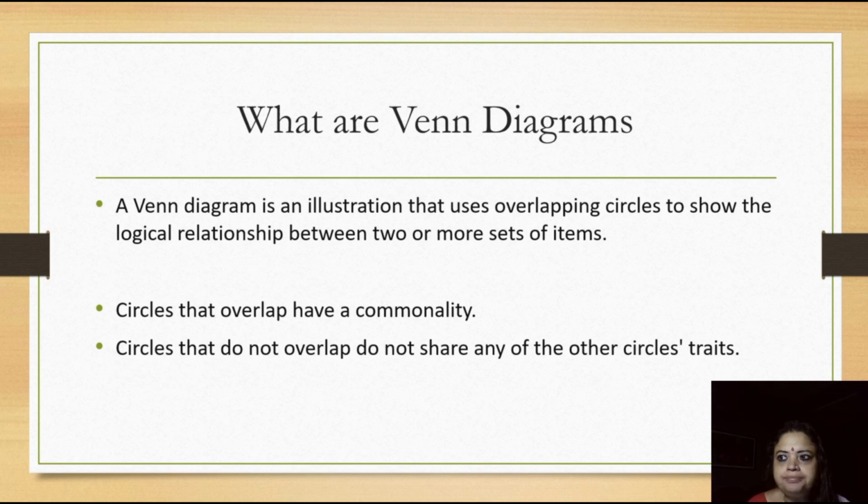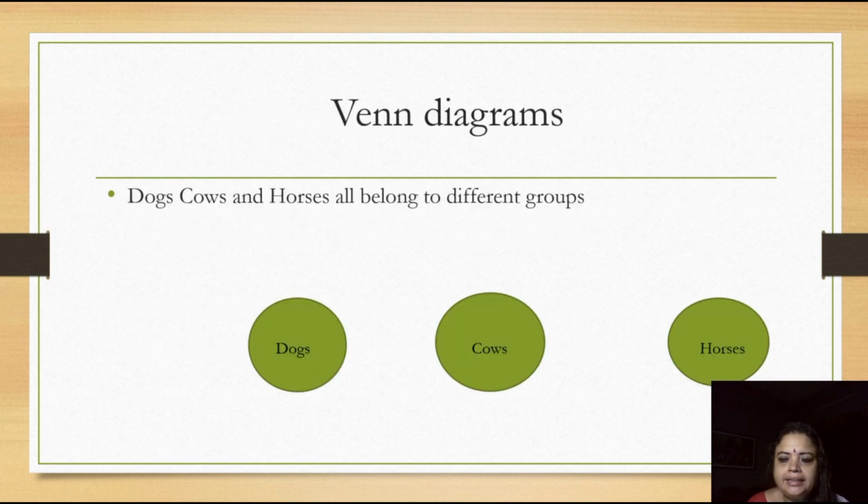So, if you take two dogs, they have something in common between them. Similarly, two cats, they have something in common between them. Either they have the same color, or they have the same pattern of eating food, like that. And when you have circles that do not overlap, it shows that there is no relationship between the sets of items. So let us see this in detail.